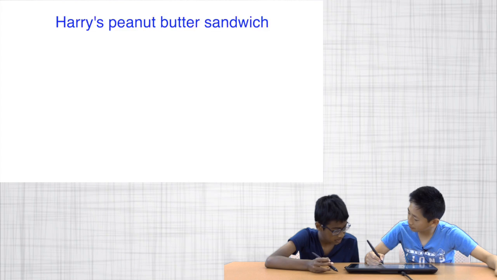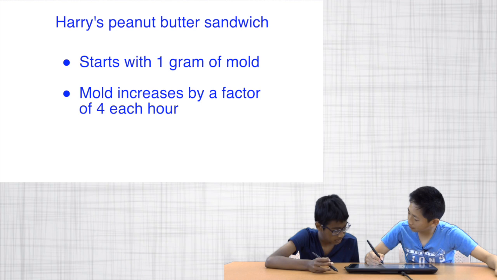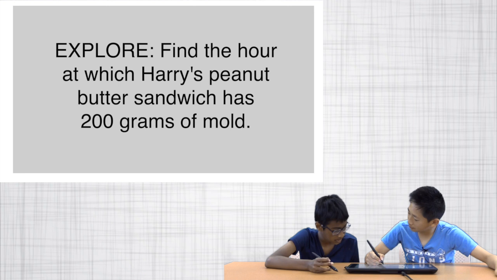Harry has a moldy peanut butter sandwich. Just like the pizza, at time x equals 0, his peanut butter sandwich had 1 gram of mold. However, his mold increased by a factor of 4 each hour instead of 3. In this episode, the students will find the hour at which Harry's peanut butter sandwich had 200 grams of mold.